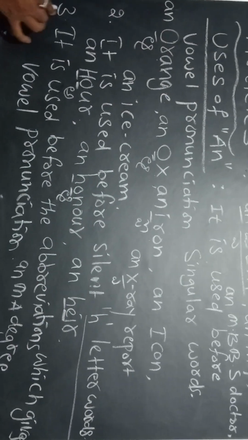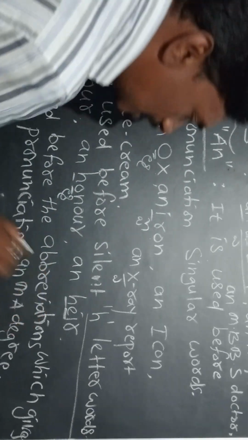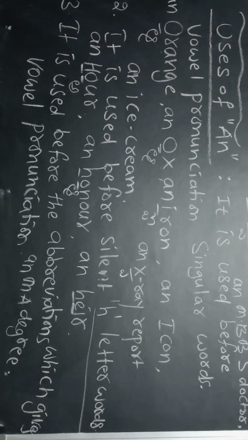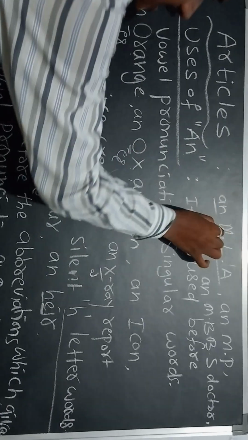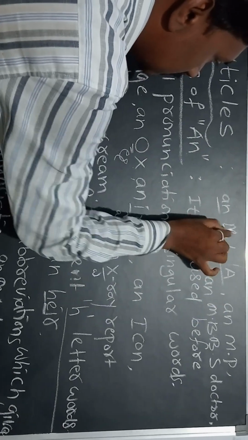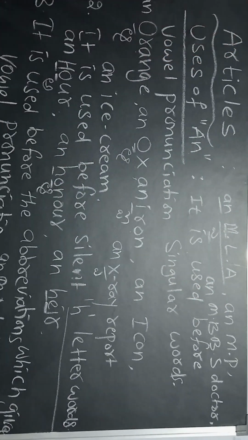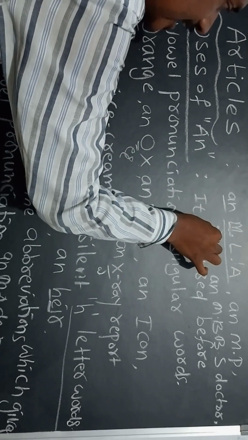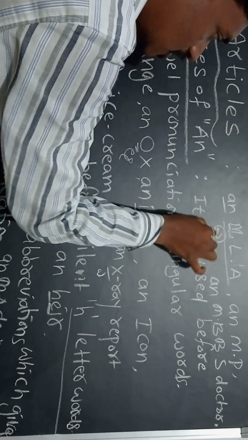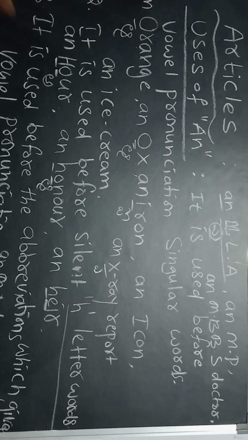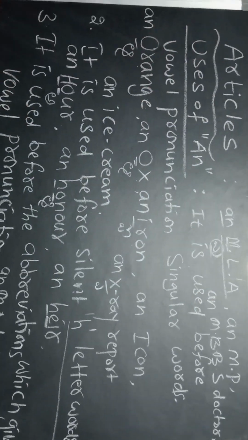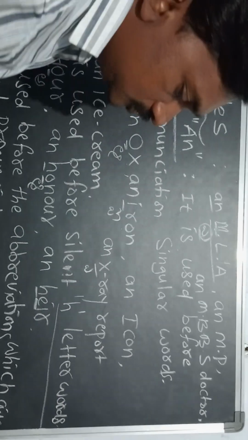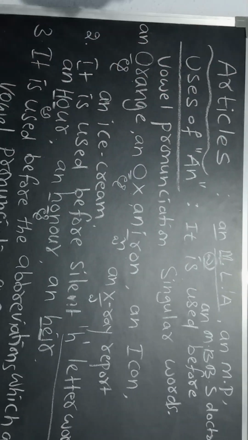Next, the third condition: it is used before abbreviations which give the vowel pronunciation. For example, an MLA. MLA is an abbreviation, and it gives the pronunciation of A. We pronounce it as MLA. So the starting pronunciation is a vowel pronunciation, that is the A pronunciation. So, an MLA, an MP, an MBBS doctor. These are the uses of an.